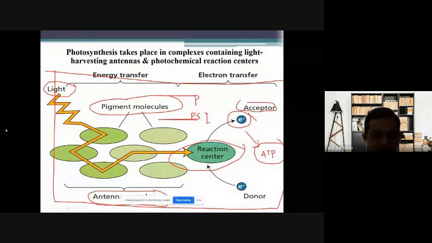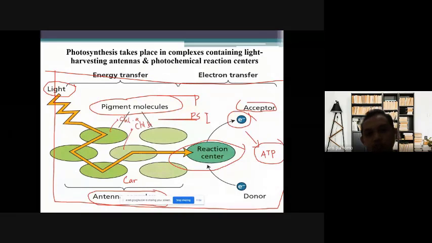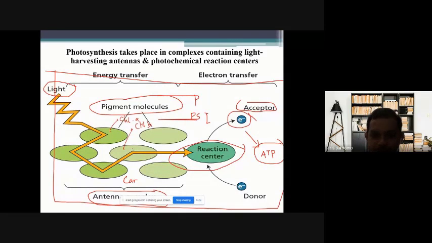Okay, from light to the chlorophyll or pigment molecules. This can be chlorophyll A or chlorophyll B or carotenoid. These are pigment molecules. From one pigment molecule, the energy can be transferred to the other molecules without any loss of electron. And it will reach the reaction center here.